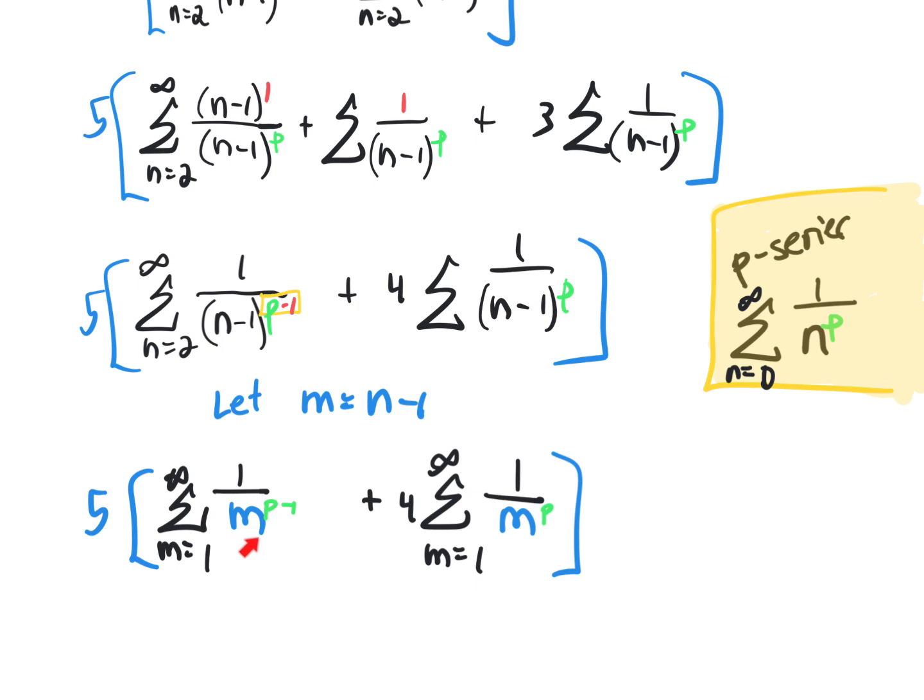All right, well, these are essentially p series now, and they converge when p is greater than 1. In other words, the exponent has to be greater than 1. So each of these exponents must be greater than 1.